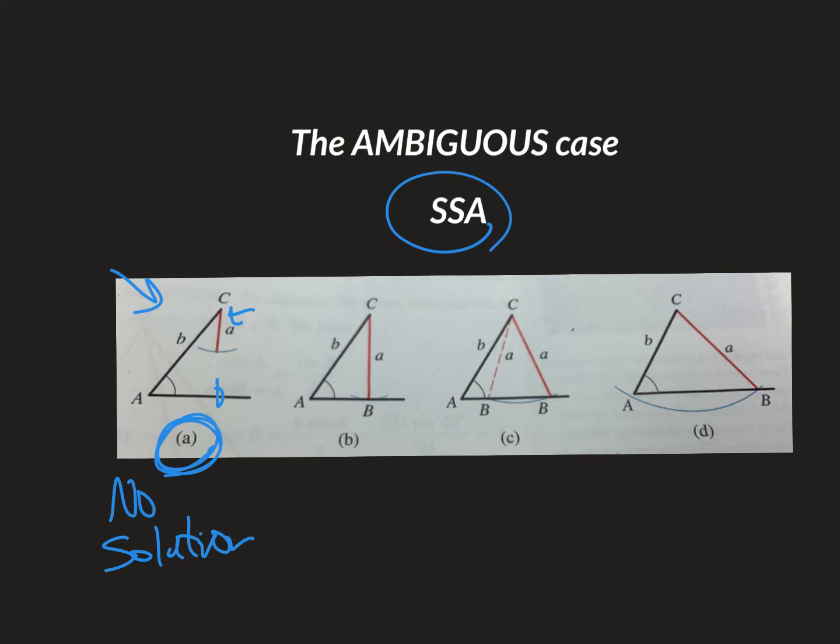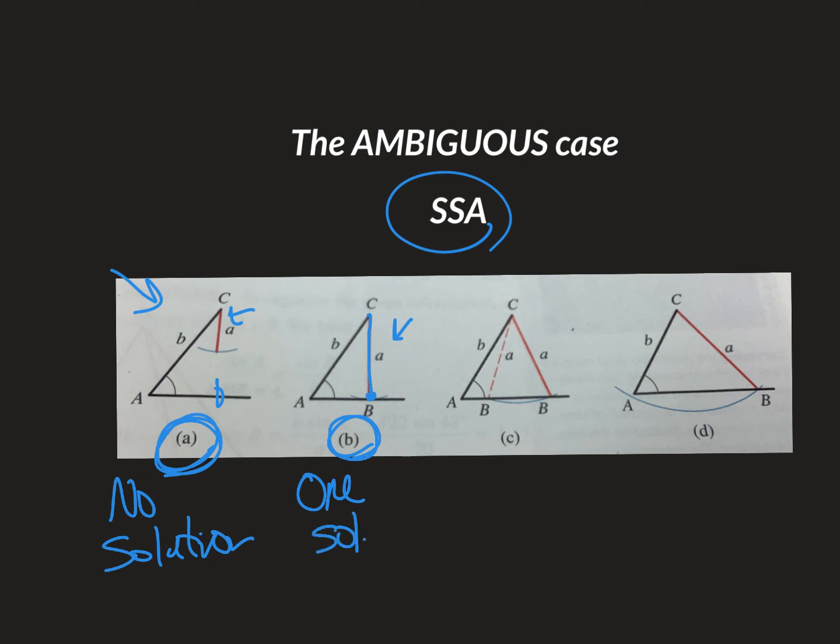That's possible. All right. The other case is your side A, right here, the red side, is exactly the same as the height is, which means it can just touch that third side in one point right there, which means you're going to get one answer or one solution.